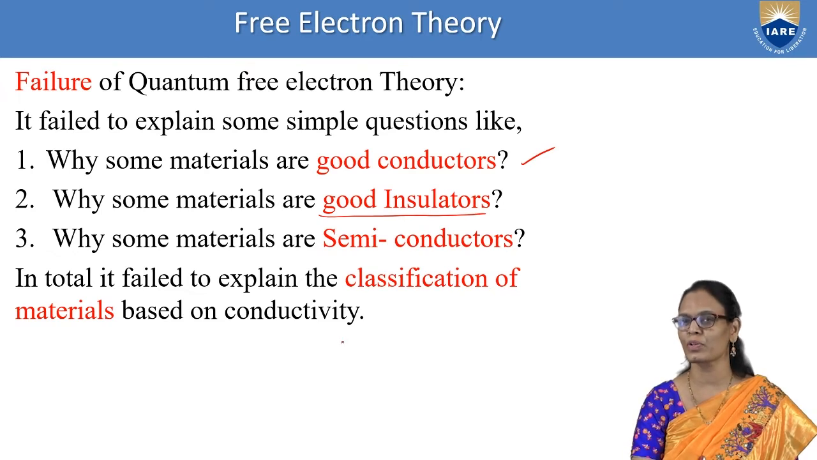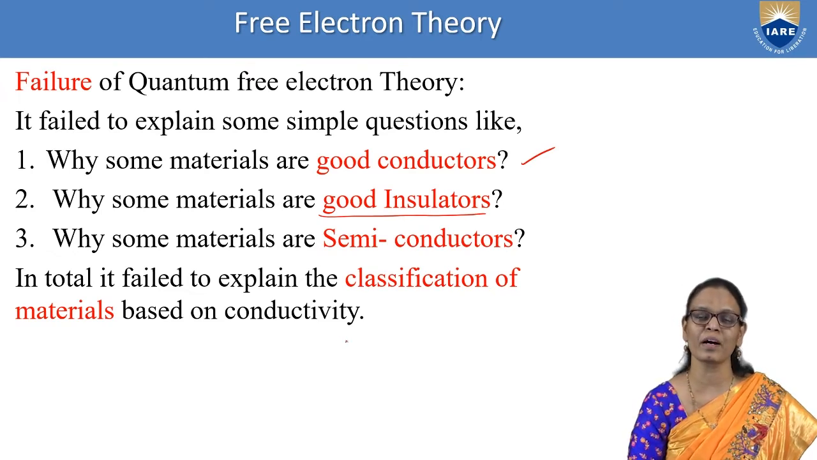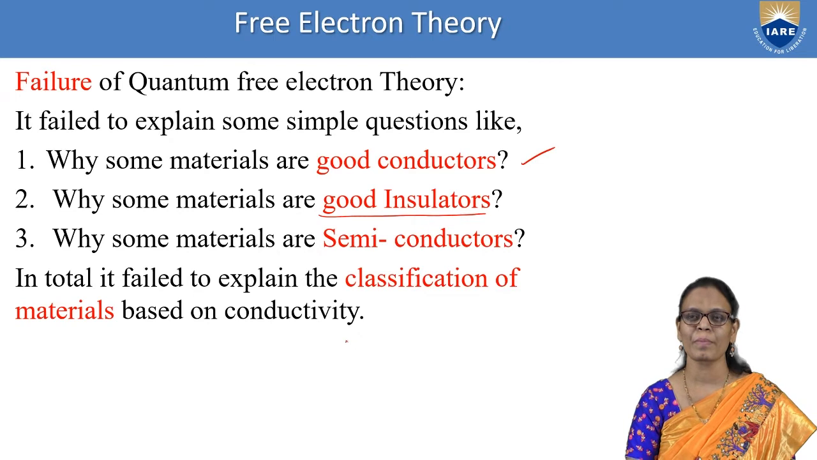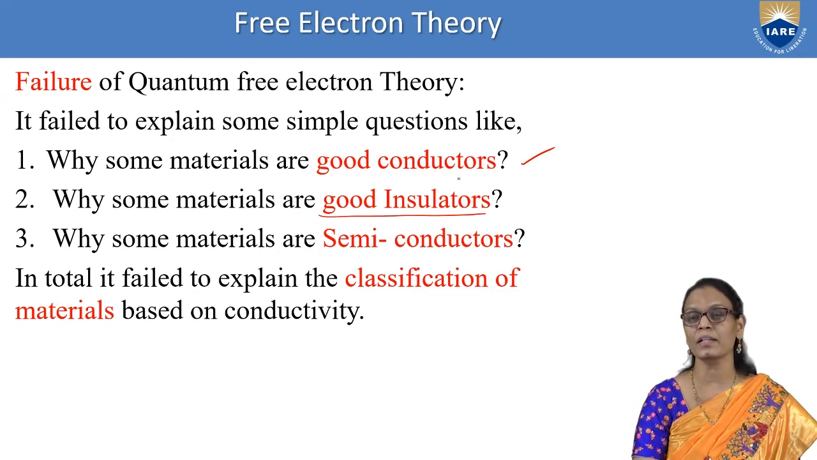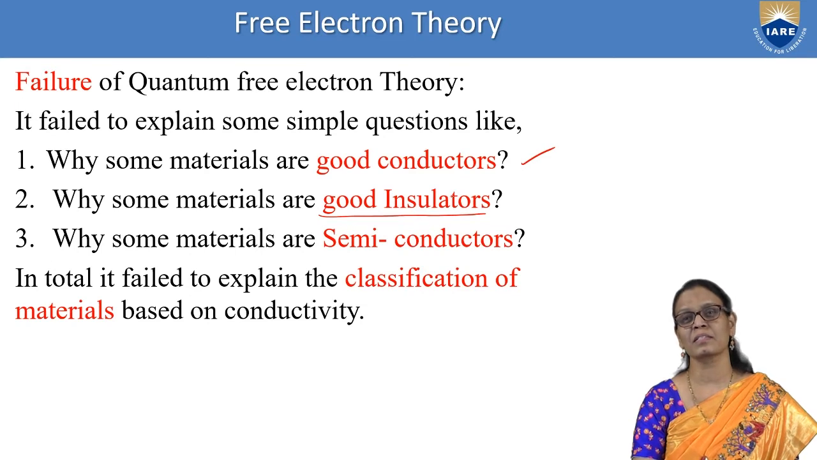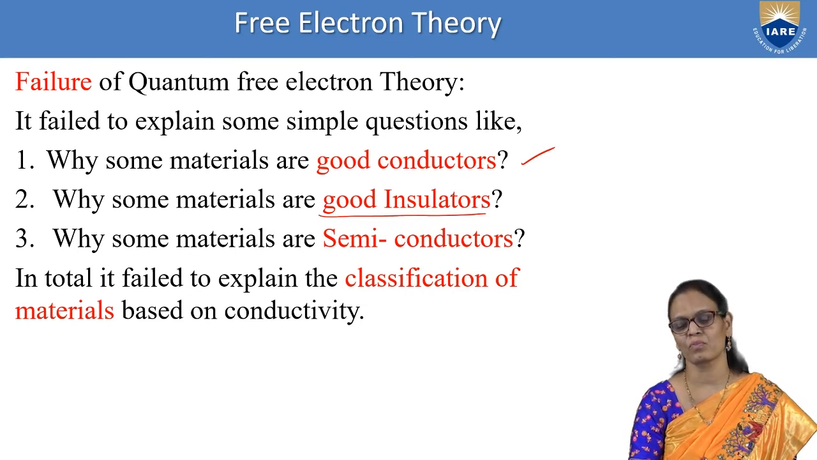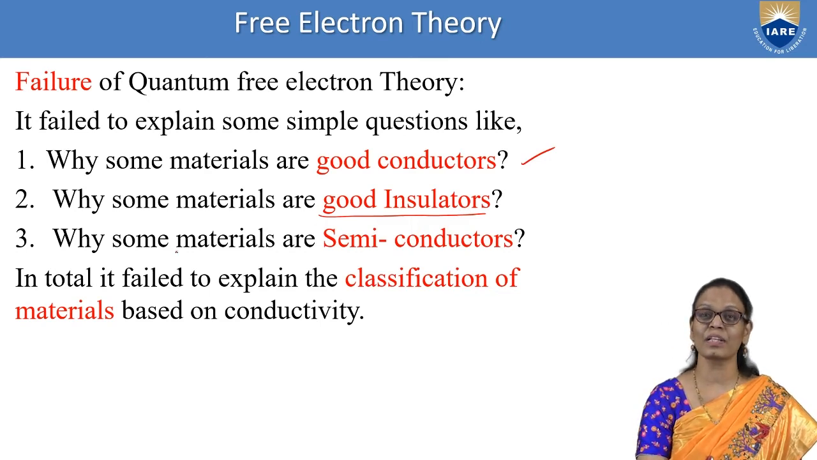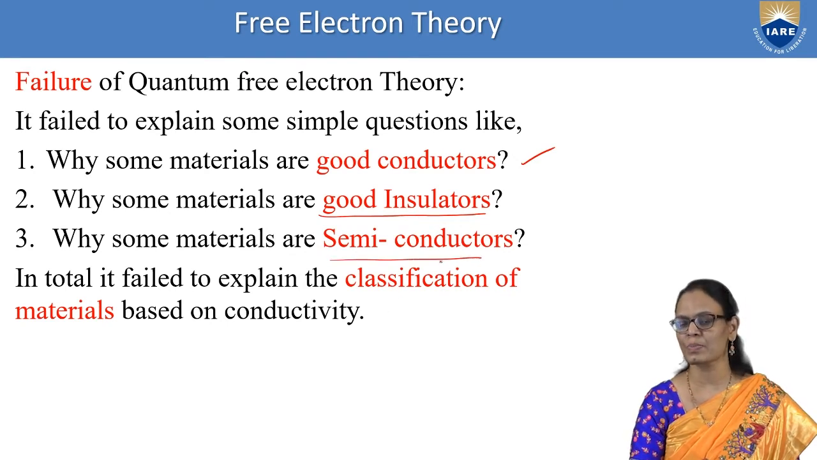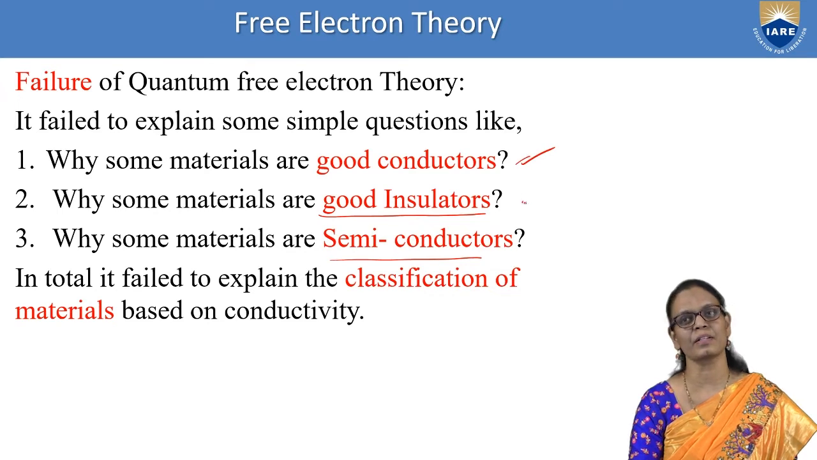When I talk about good insulators, they do not allow the flow of current, which means there is no movement of electrons. Why are these differences occurring? Why are some behaving like good conductors and why are some good insulators? And also there are some materials which are semiconductors. Semiconductors means their conductivity lies in between conductors and insulators.